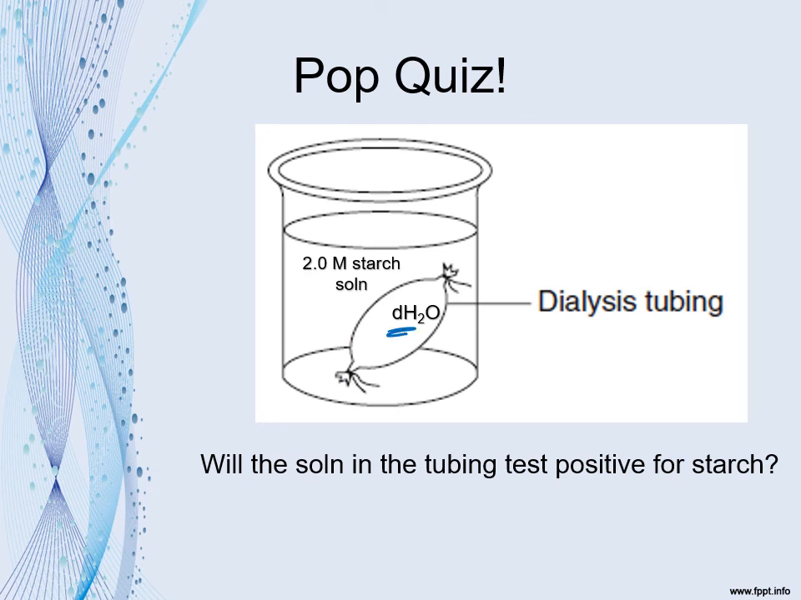All right, let's quiz ourselves just a little bit. If I have distilled water here and I have some starch outside my dialysis tube, do you think that the solution inside the tube is going to test positive for starch? Can the starch get into the tube? The answer is no. Starch is too big. We are not going to have any starch inside the tube. What's going to happen, though, is our tube is going to lose mass because water is going to leave the dialysis tube and go out to dilute the starch that cannot get into the dialysis tube.